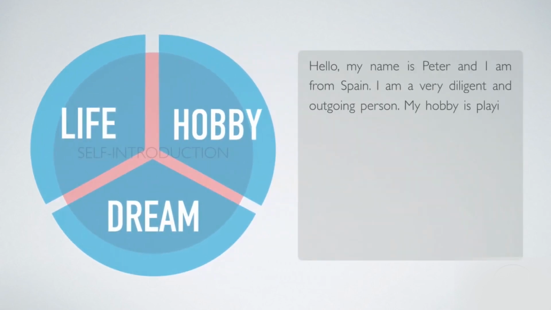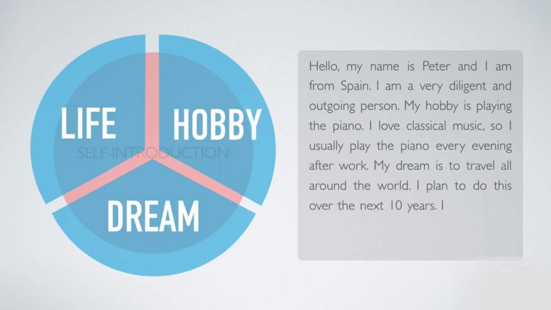Hello, my name is Peter and I'm from Spain. I am very diligent and outgoing person. My hobby is playing the piano. I love classical music, so I usually play the piano every evening after work. My dream is to travel all around the world. I plan to do this over the next 10 years. I have always loved meeting new people and learning about new cultures.